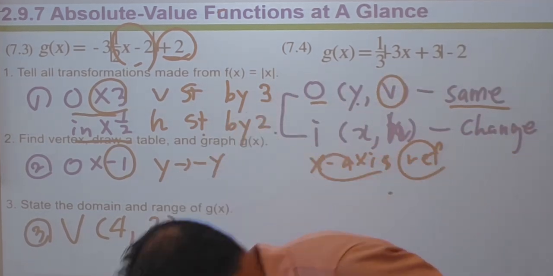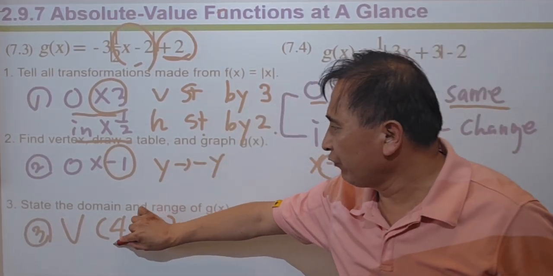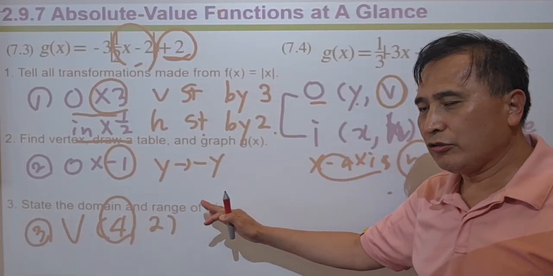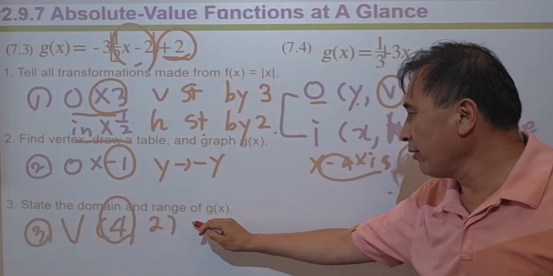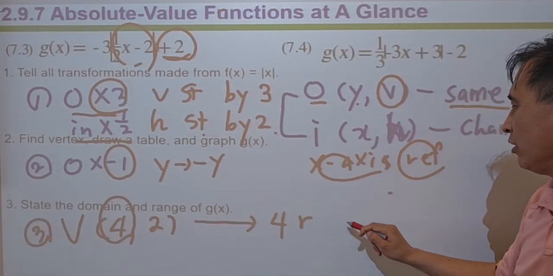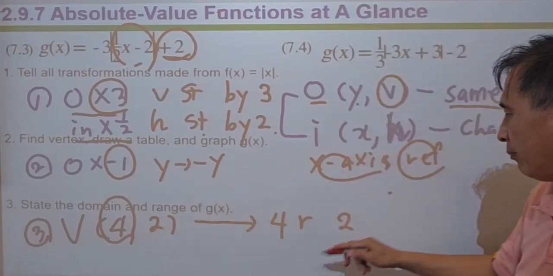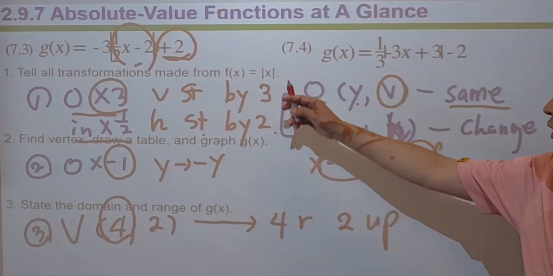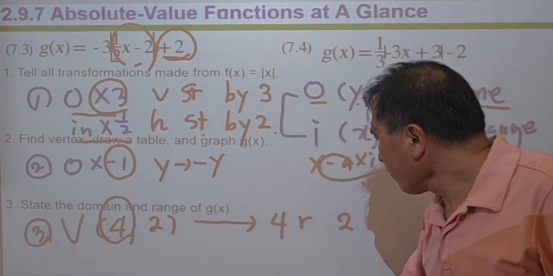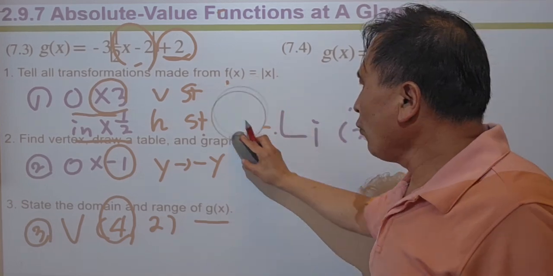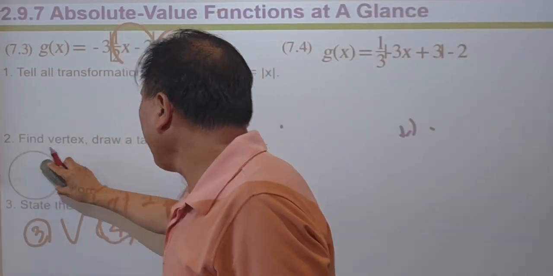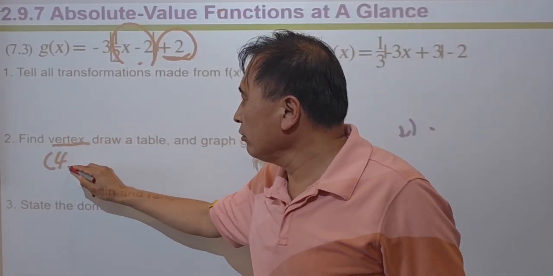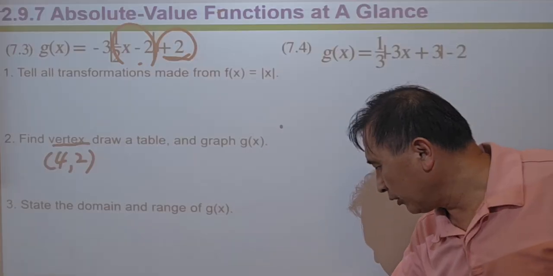So this vertex is 4,2, which means this is the x value. From 0, you move 2 to the right. That becomes +4 right here, right? So that means 4 right. And the y value plus means up, so 2 up. So that's the transformation of this function from the parent function, okay? And then with that, we're gonna draw the graph. You know, for the graph all the time, the vertex is the key. So the vertex we found already, 4,2, right? And then draw the table. So let's draw the table.